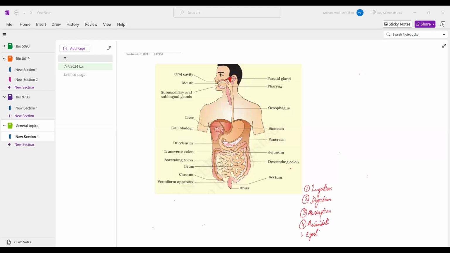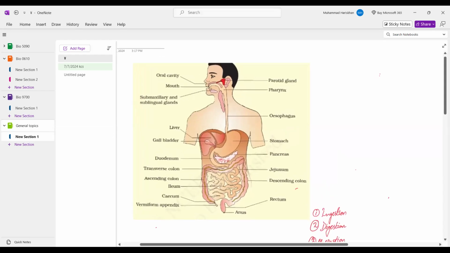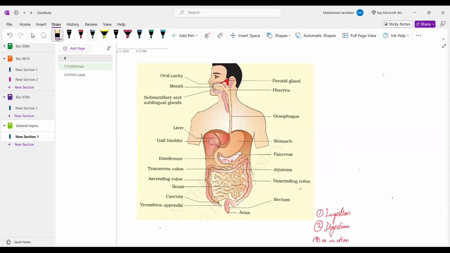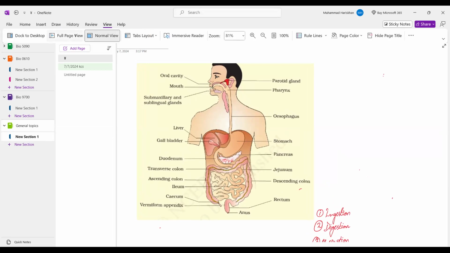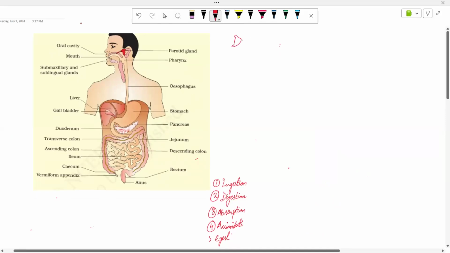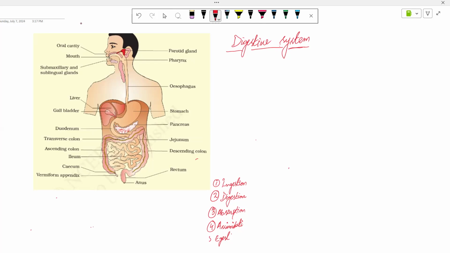So today our lesson is about the digestive system. Digestive system. A system is a group of organs that are organized to perform a specific, particular function.